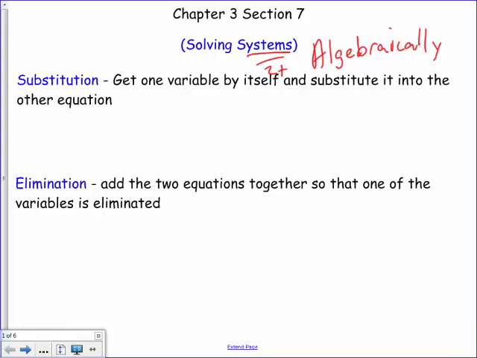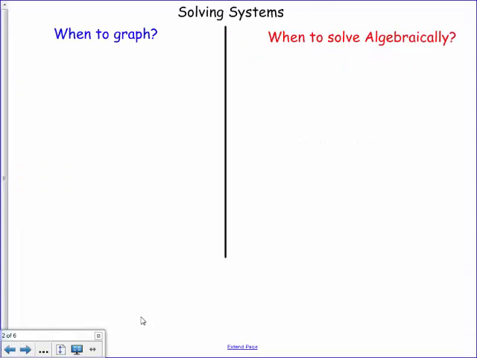So we solve for one variable and plug it in, or substitute it in, for another. Whereas with elimination, we totally eliminate one of the variables, right? Get one variable eliminated. So let's quickly talk about when we should use all three of our methods. Well, when should we graph?